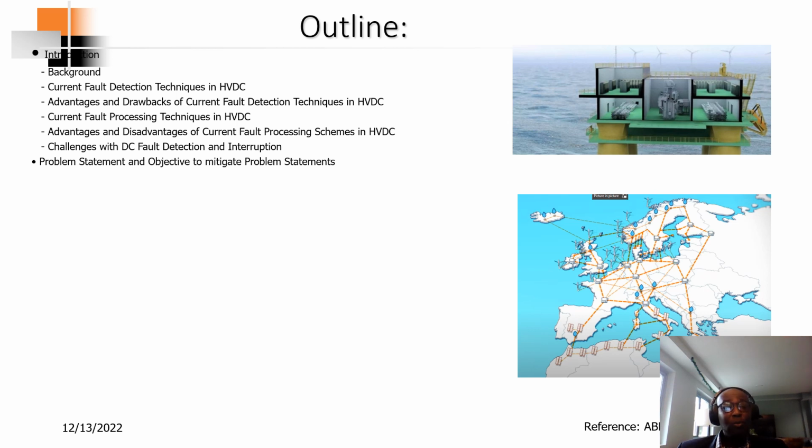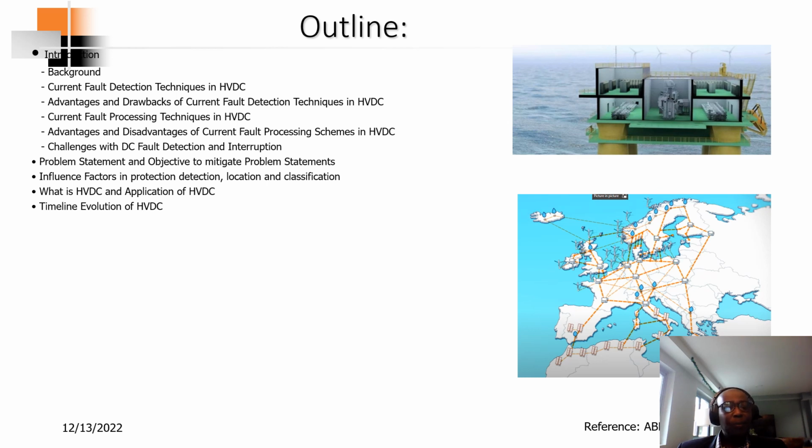Next, I'll describe the problem statement and the objective to mitigate the problem statements by coming up with solutions. Next, I'll talk about the influencing factors in protection, detection, localization, and classification of HVDC fault protection scheme. Next, we'll talk about what an HVDC, a high voltage DC transmission system, is, and the application of high voltage DC transmission system.